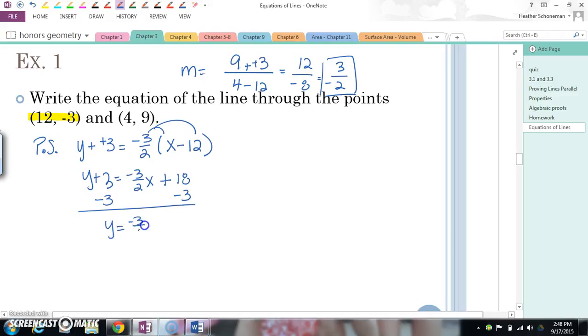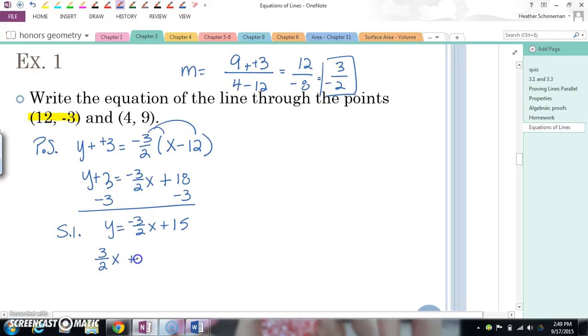So we get y equals negative 3/2 x plus 15. Now we're in slope-intercept form. For standard form, we need to have the x's and the y's on the left-hand side and the number on the right. So what needs to move is this negative 3/2 x. To do that, I'm going to add 3/2 x to both sides.